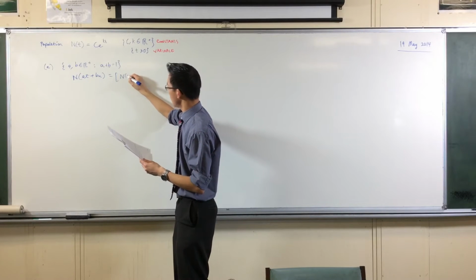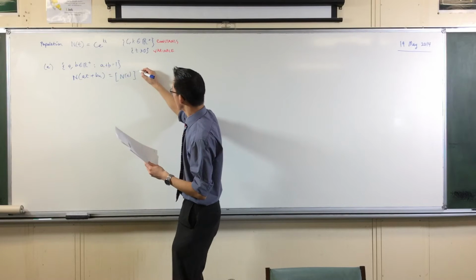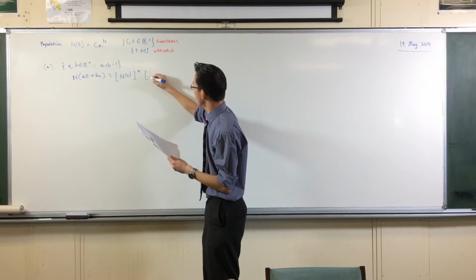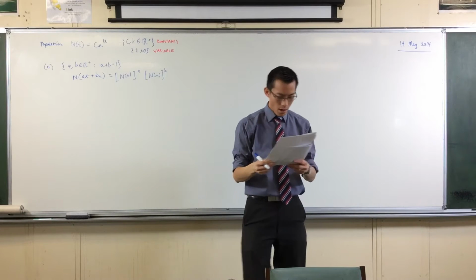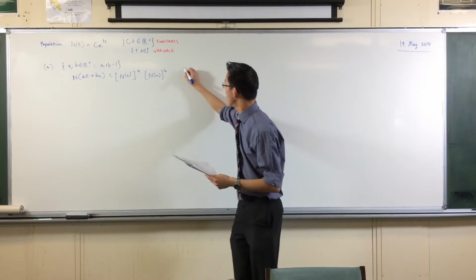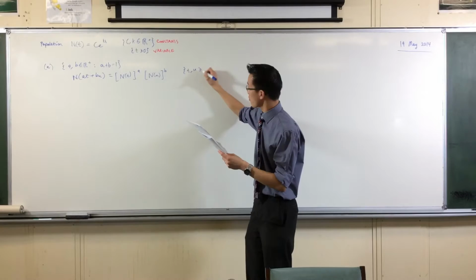This N of AT plus BU is greater than or equal to N of T to the A times N of U to the B, for any T, U greater than 0.